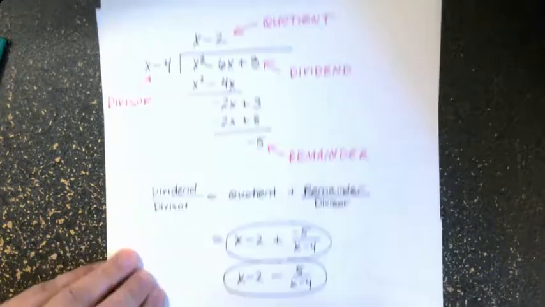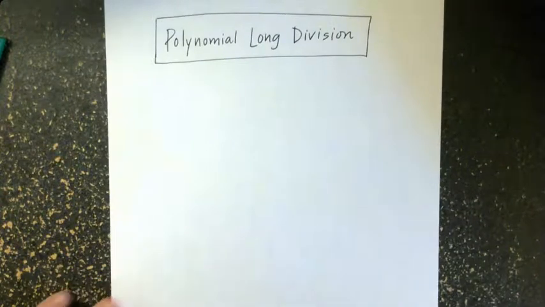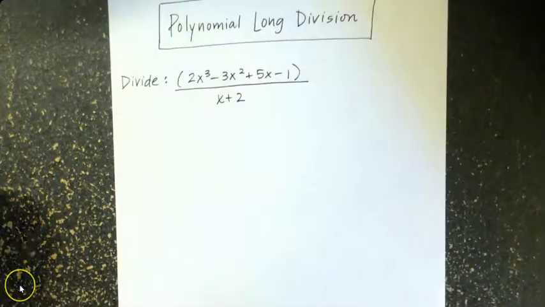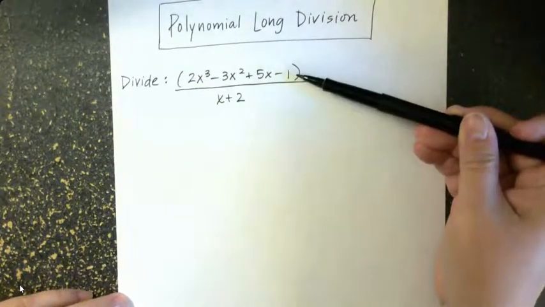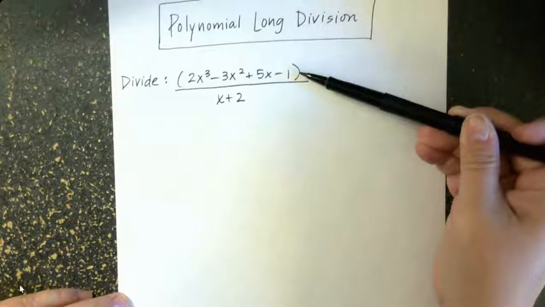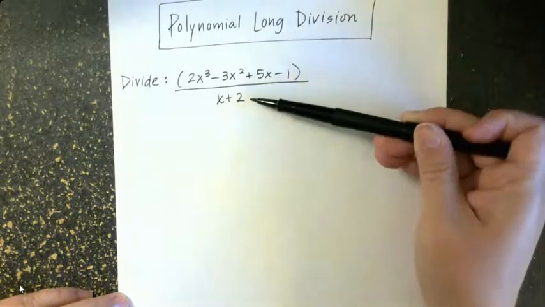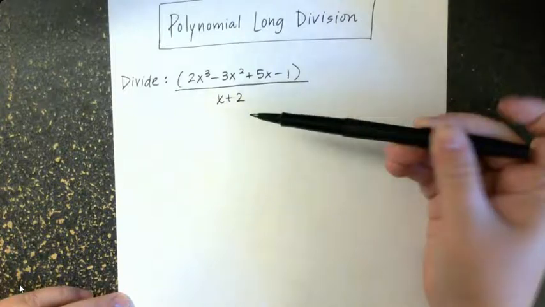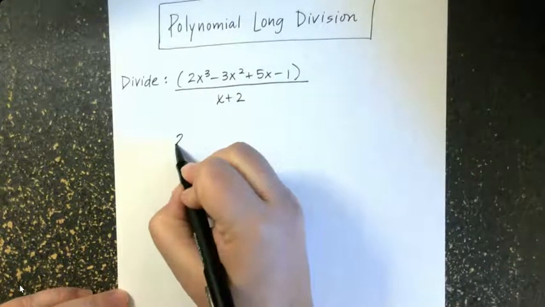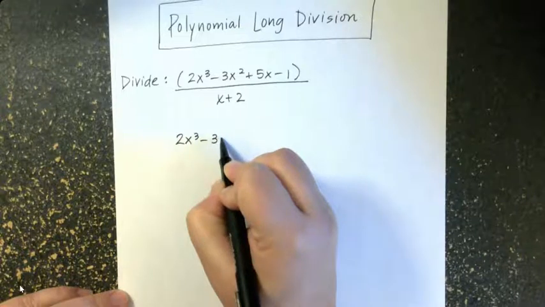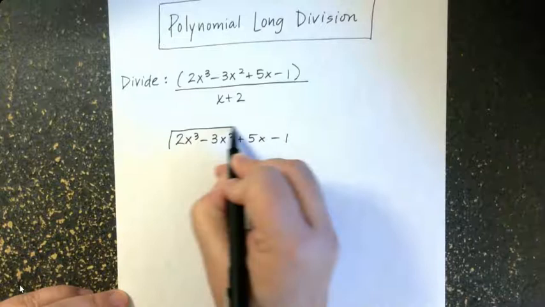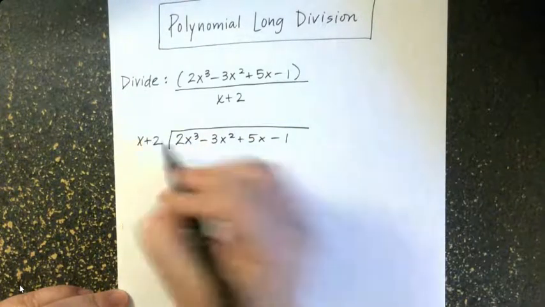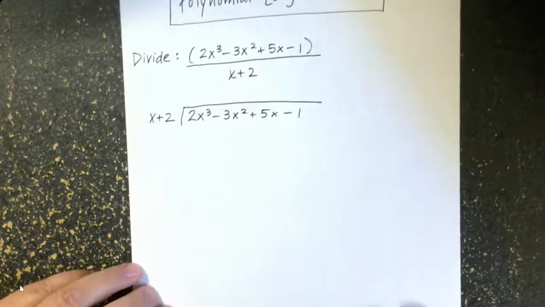So let's do one that has a remainder and then write it that way when we're done. All right, new problem here. Okay, here we go. We are dividing the polynomial 2x cubed minus 3x squared plus 5x minus 1, dividing all of that by the binomial x plus 2. So I'm going to write it in the standard format here. And then I'm going to start my long division process.